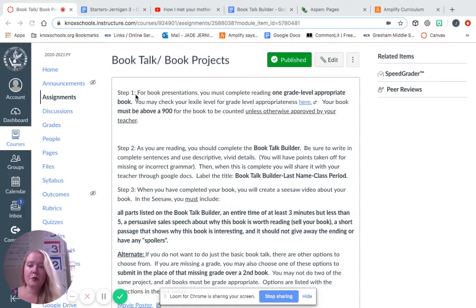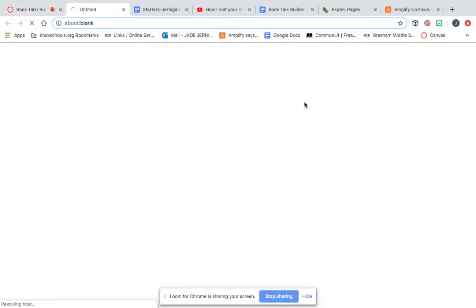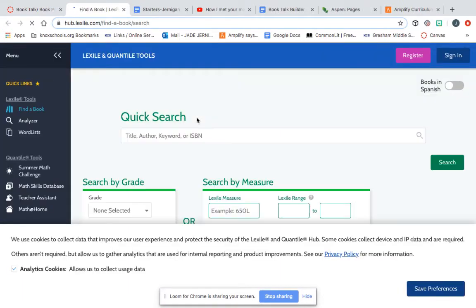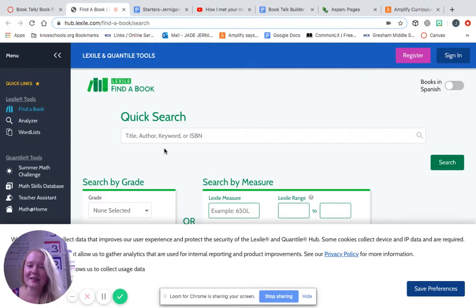Step 1, for your book presentations, you will have to complete reading one grade level appropriate book. You may check your Lexile level for grade level appropriateness here. Hoping appropriateness is a word. And here is a Lexile search.